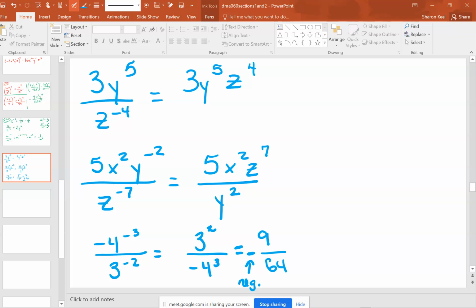So that's what you're going to be looking at as you are simplifying your negative exponents. So that would be our sections 1 and 2.